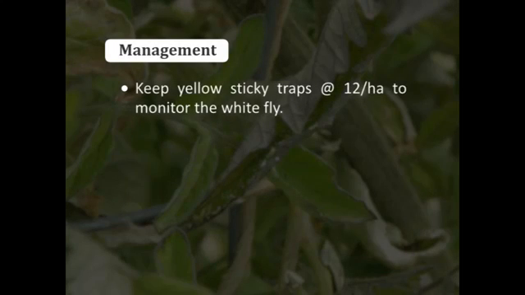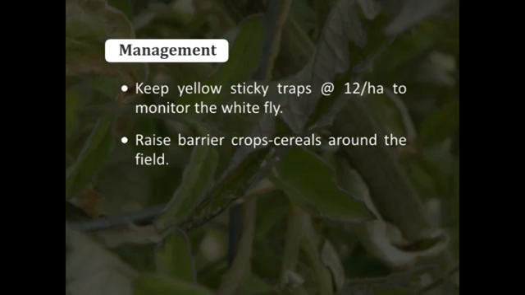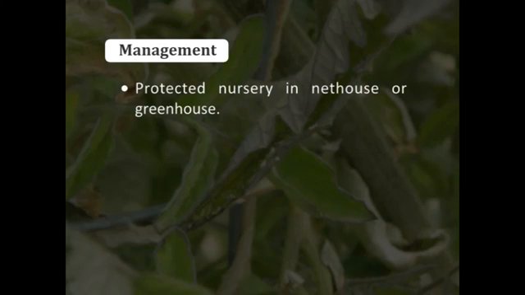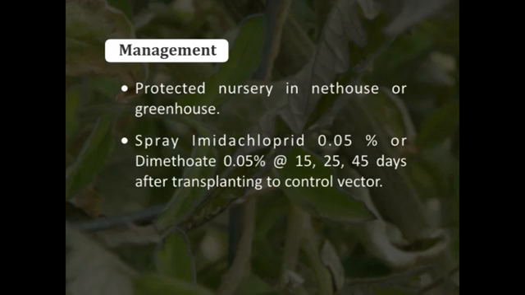Keep yellow sticky traps at the rate 12 per hectare to monitor the whitefly. Raise barrier crops, cereals around the field. Removal of weed host. Protected nursery in net house or greenhouse. Spray imidacloprid 0.05% or dimethoate 0.05% at 15, 25, 45 days after transplanting to control vector.